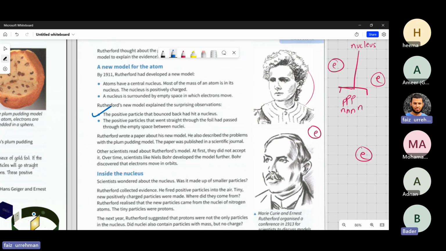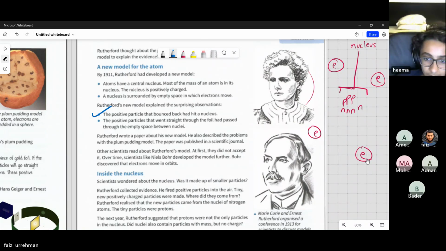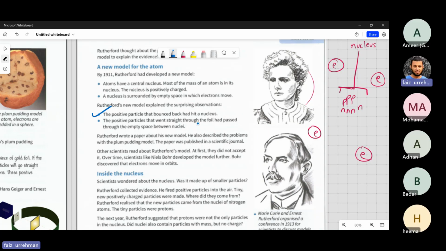The positive particles that bounced back hit a nucleus. Okay, it hit a nucleus. And what else? The positive particles that went straight through the foil had passed through the empty space.